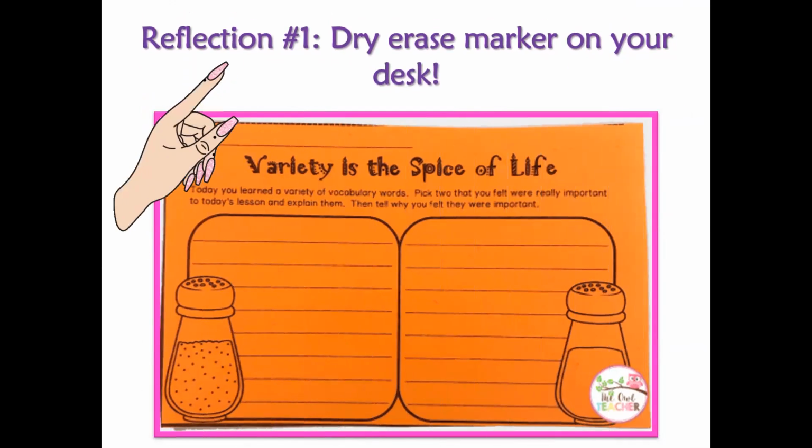All right, as a quick little reflection, it says variety is the spice of life. Today you learned a variety of vocabulary words, obviously, because that was a quick review. Pick 2 that felt really important about today's lesson and explain them. Then tell why you felt they were important. You can write this on a separate piece of paper.